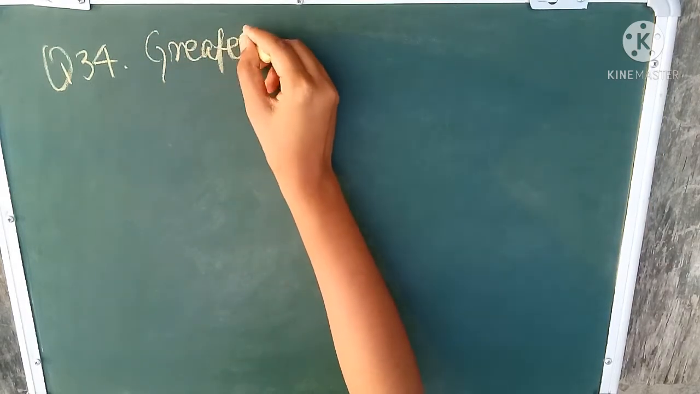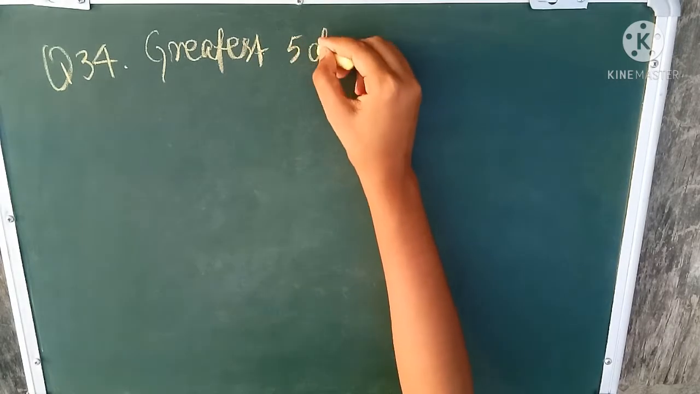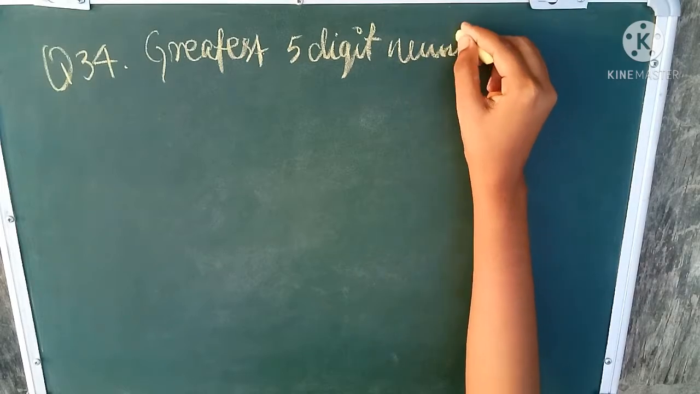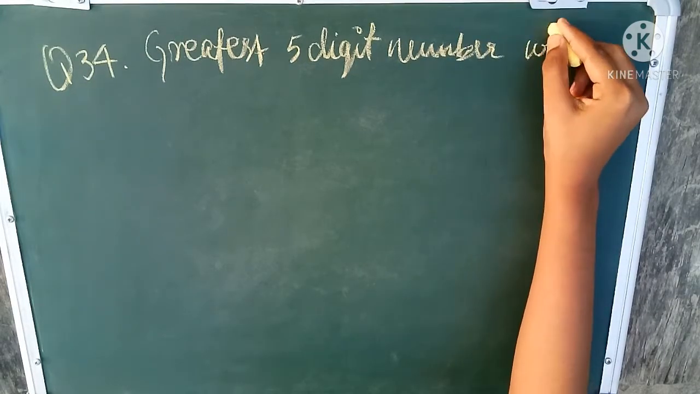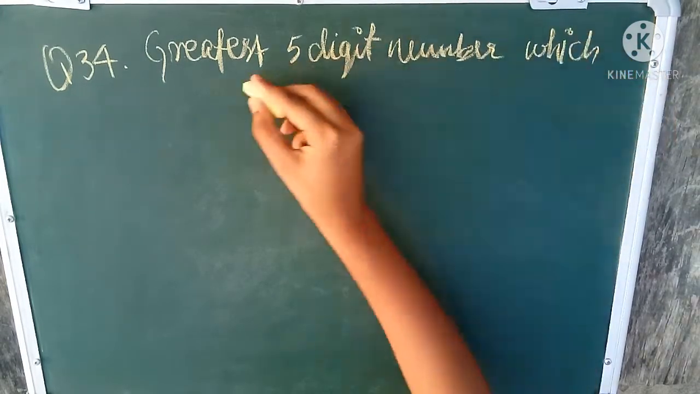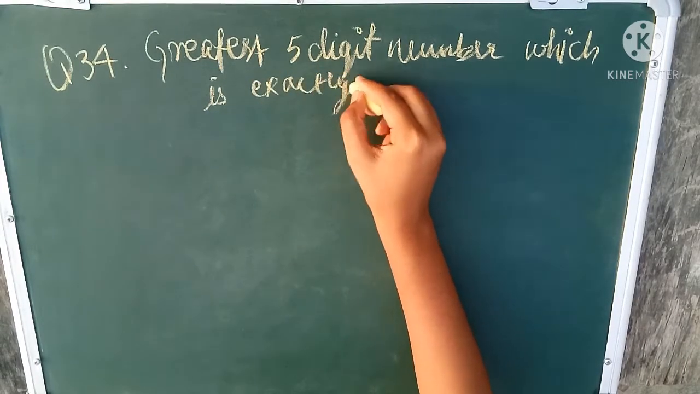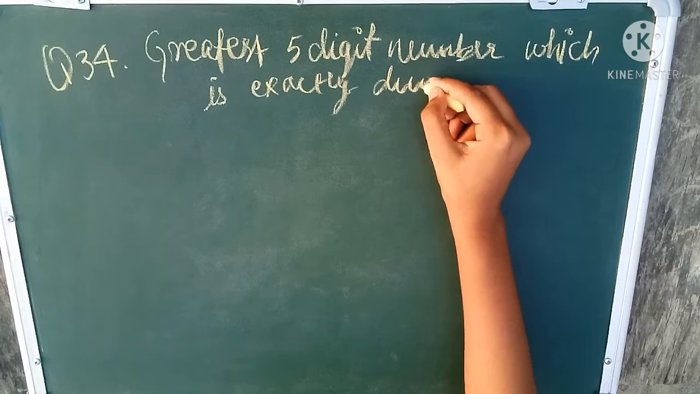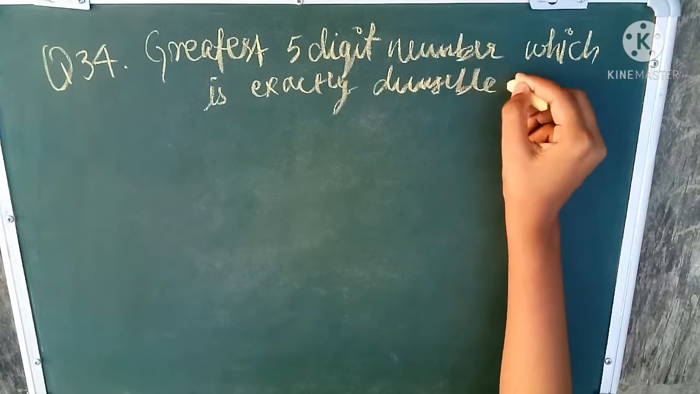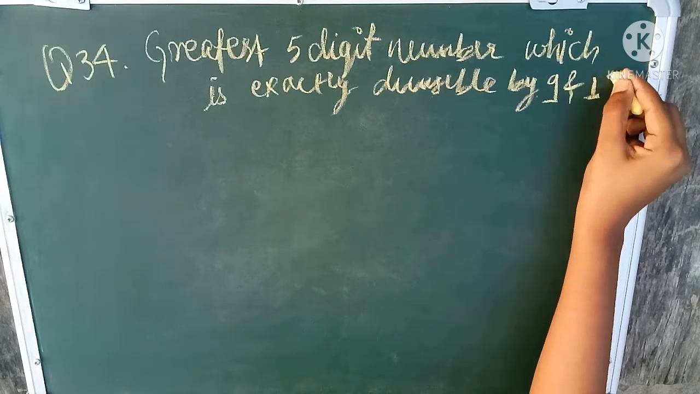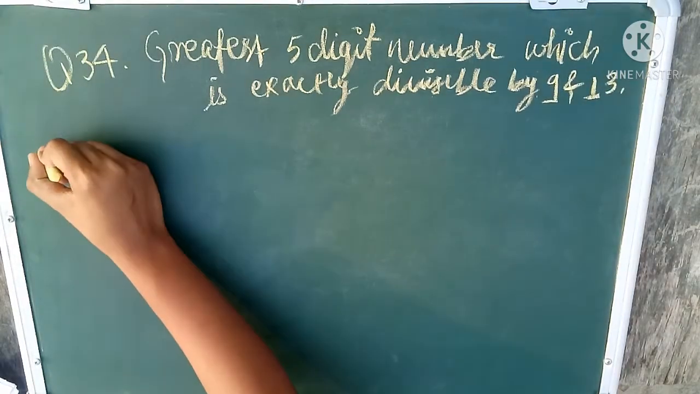Greatest 5-digit number which is exactly divisible by 9 and 13. So let's solve this.